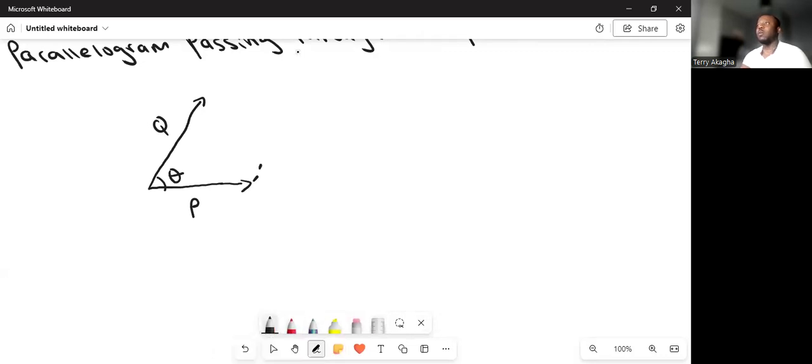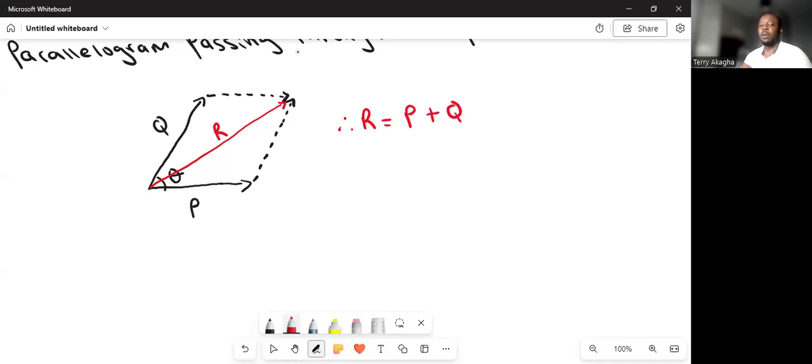Now what we are saying, similar to what we said, is that you have to complete this to be a parallelogram, okay? And you have to complete this. Remember, they have to be parallel. Is that making sense? Then the resultant is going to be from this point all the way to that. So the resultant is going to be that. Therefore, we can now say R is going to be P plus Q. Does that make sense?